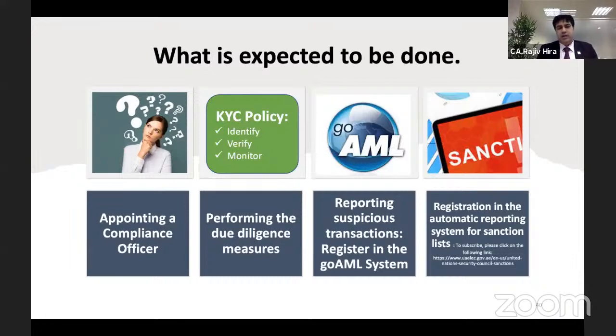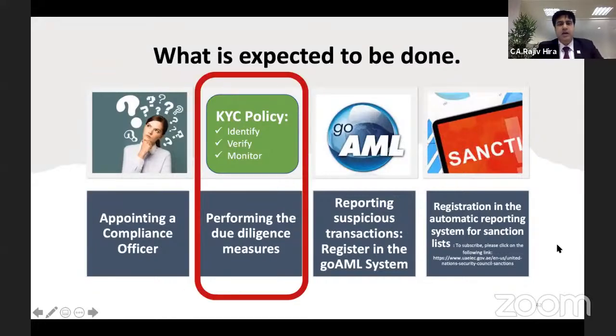Now, first, as I talked about, identify the warm body behind the company. Look at what's happening or what kind of relationship we are entering into. Next comes verify.